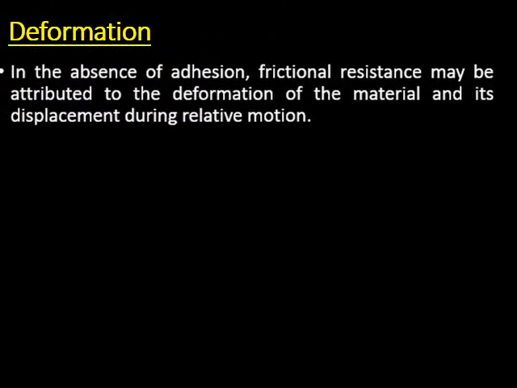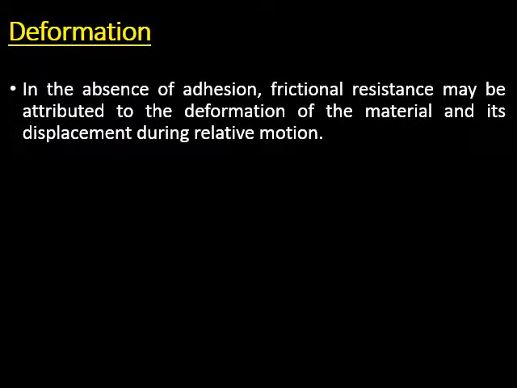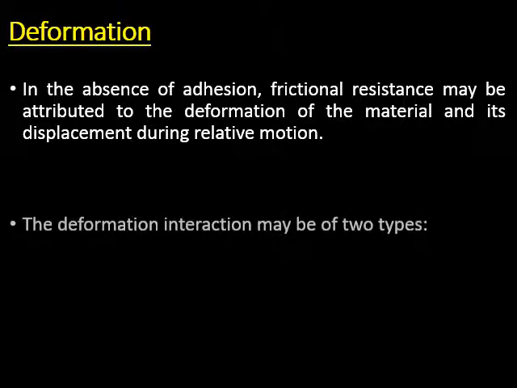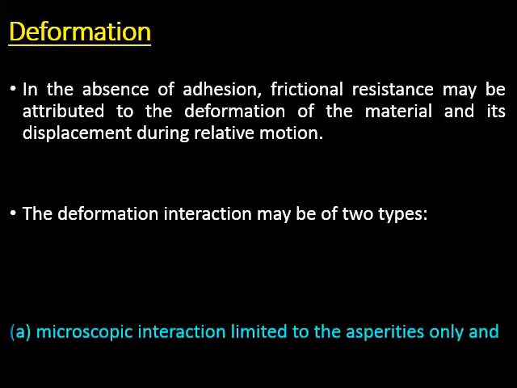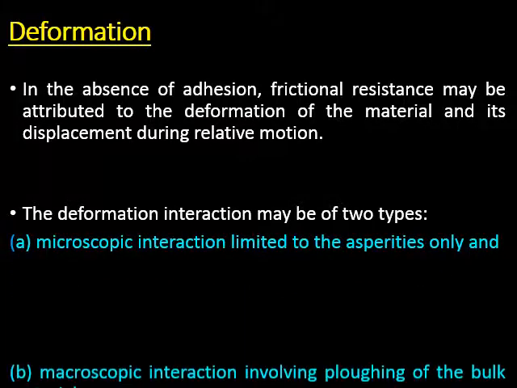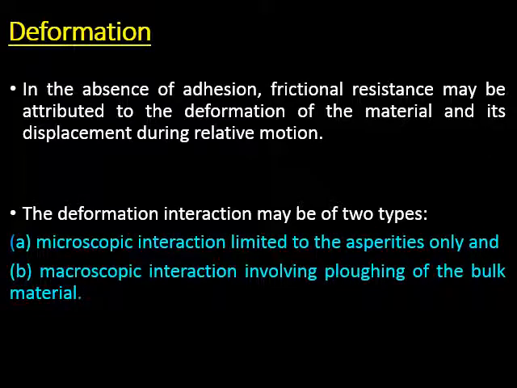Deformation. So in the absence of any adhesion, friction or frictional resistance can be attributed to the deformation of the materials and its displacement during the relative motion between the surfaces. So this deformation between the two surfaces can be of two types. One is microscopic interaction, which is limited to only the asperities, and the second one is the macroscopic interaction, which may involve the ploughing of the bulk material.